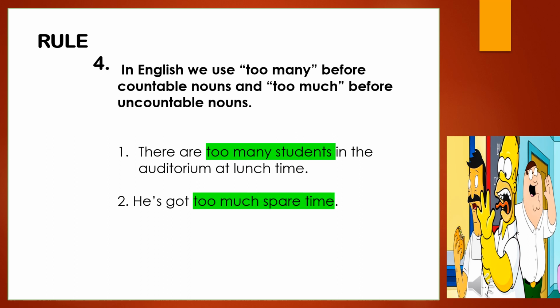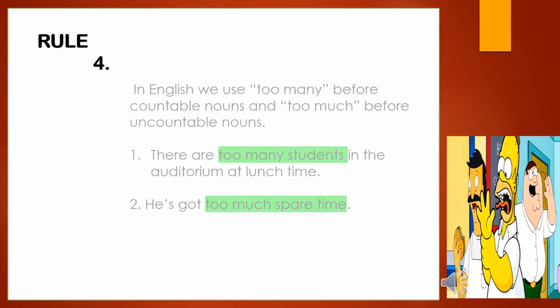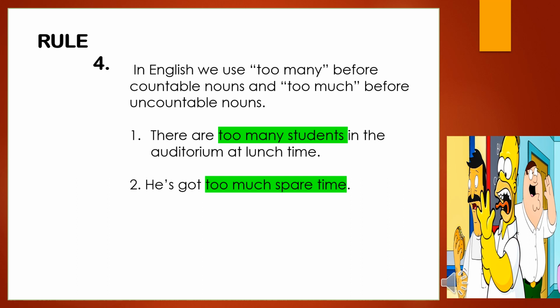Number 4. In English, we use too many before countable nouns and too much before uncountable nouns. For example, there are too many students in the auditorium at lunchtime. He's got too much spare time. Some examples of countable nouns are as follows: pupils, town, village, educators, competitors. Examples of uncountable nouns are as follows: water, rice, milk, time, flour, sugar.